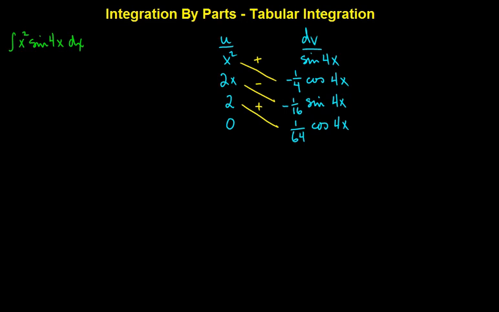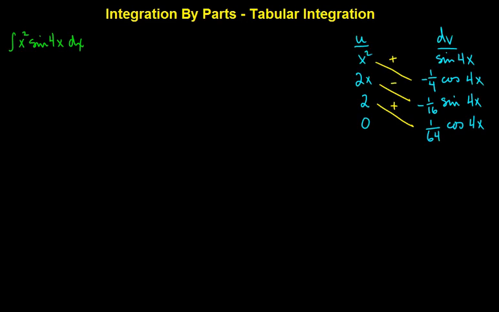So I'm going to move these things over to the right so that I have plenty of room, and we'll start to put it all together. We have negative x squared over 4 cosine 4x. Then we'll have minus a negative there, and it'll be 2x over 16, or plus x over 8, sine of 4x. And the final one will be positive, and that'll be 2 over 64, which is 1/32 cosine of 4x, plus c, and we're done.